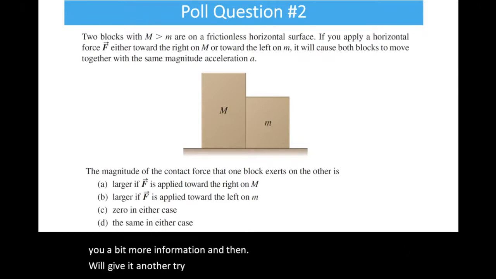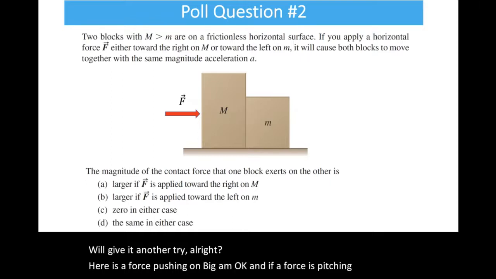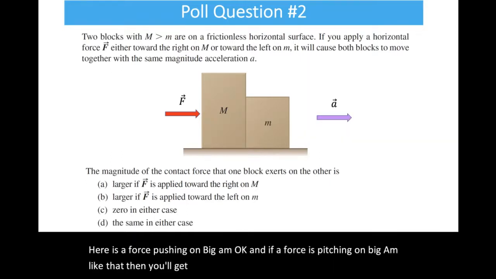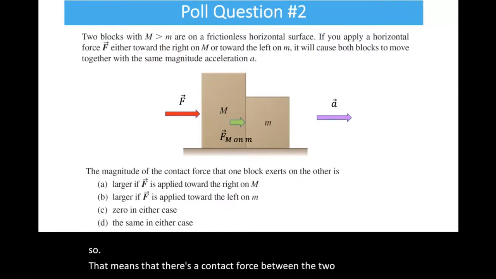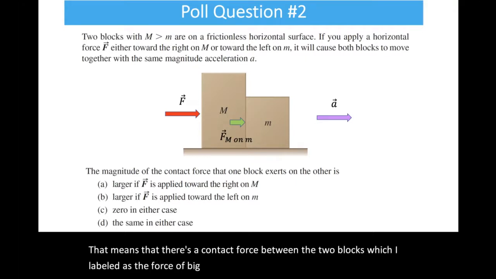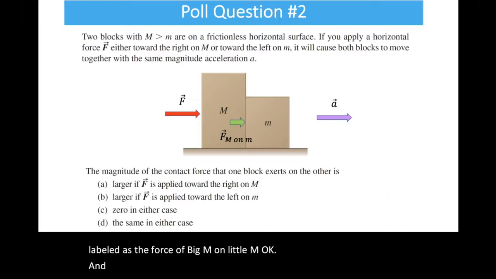All right. So here is a force pushing on big M. Okay, and if a force is pushing on big M like that, then you'll get an acceleration to the right. Correct? All right. And so that means that there's a contact force between the two blocks, which I labeled as the force of big M on little m, okay? And that force, okay, would be equal to m times A, right?